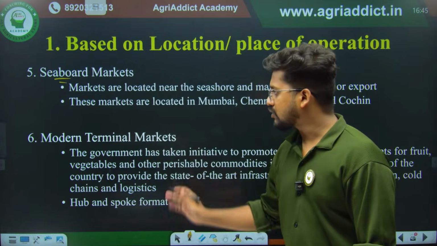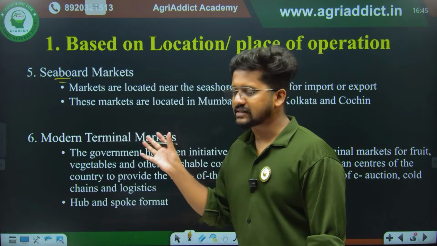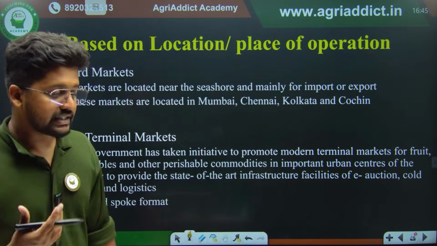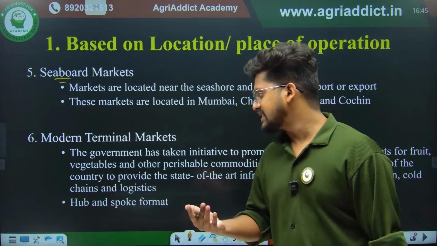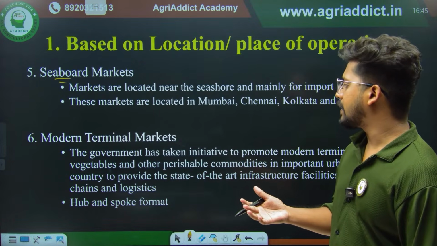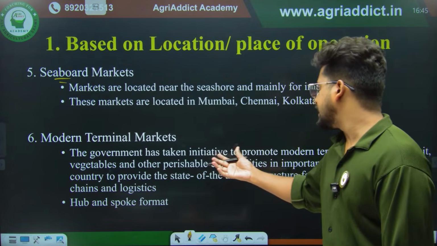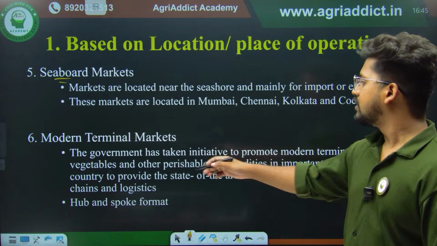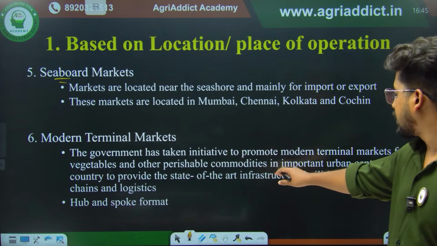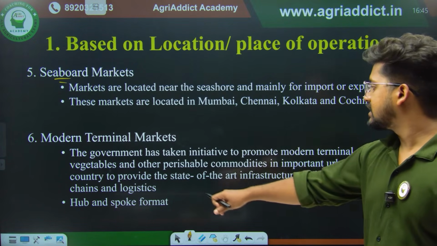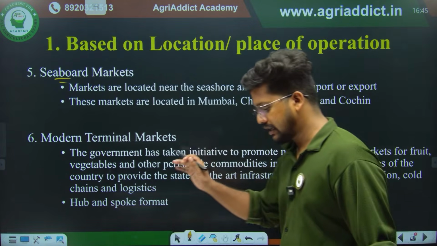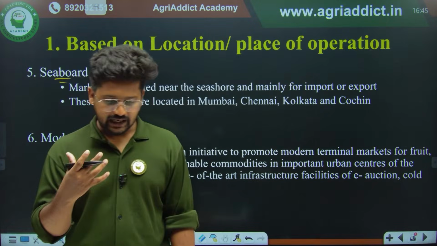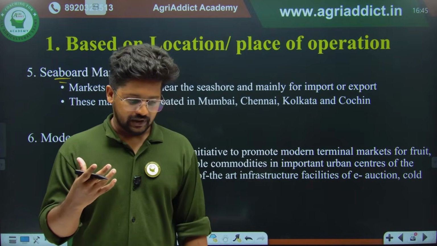Then finally there is something called the modern terminal market. These are some of the modern government initiatives to promote the marketing of some of the perishable commodities such as fruits and vegetables. Here the government has taken the initiative to promote modern terminal markets for fruit, vegetables, and other perishable commodities for important urban centers in the country, to provide some state-of-the-art infrastructure facilities for e-auction. So we'll be studying some kind of regulated e-NAM kind of stuff.